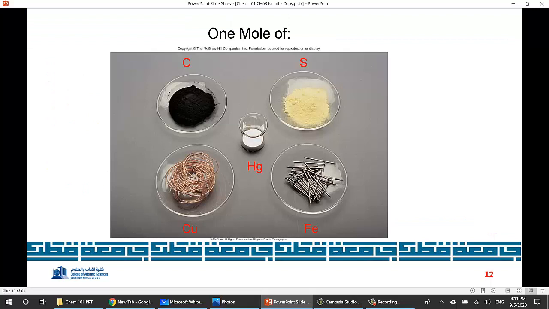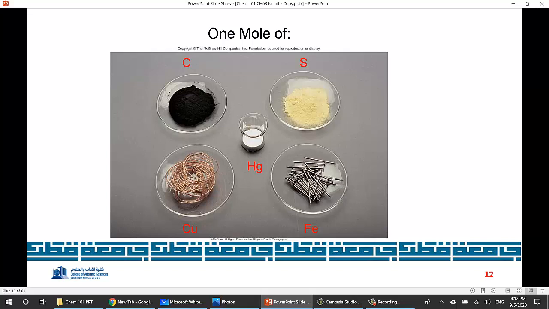Here is a picture of different elements. We have here carbon, which is basically charcoal. We have sulfur, the elemental sulfur, of course. We have also iron and copper. In the middle, we have some mercury, Hg. In this picture, what happened is that we weighed exactly 1 mole of each substance. So we have here 1 mole of carbon, 1 mole of sulfur, and 1 mole of mercury, and so on.